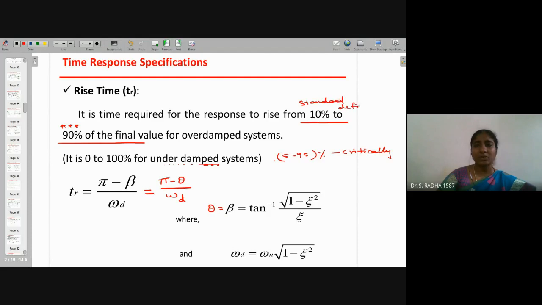In other subjects also, whenever you come across rise time, this is the standard definition: the time taken for the output to reach from 10% to 90% of the final steady state value. This is the equation for finding rise time: pi minus theta by omega d. And the theta equation we have, the damped frequency equation also we have.